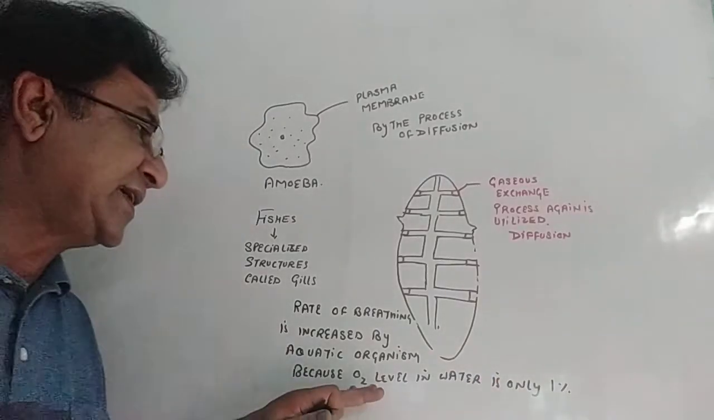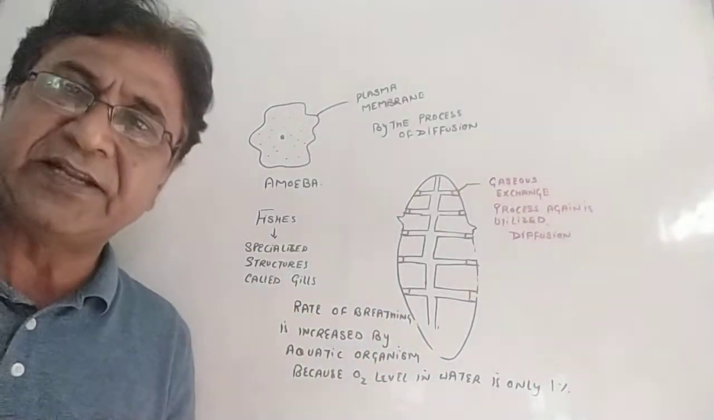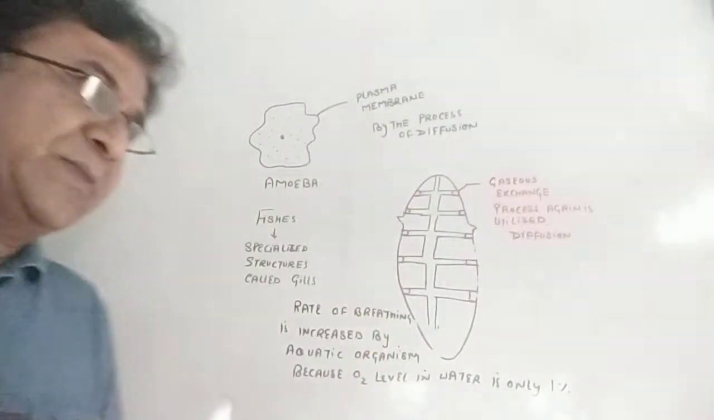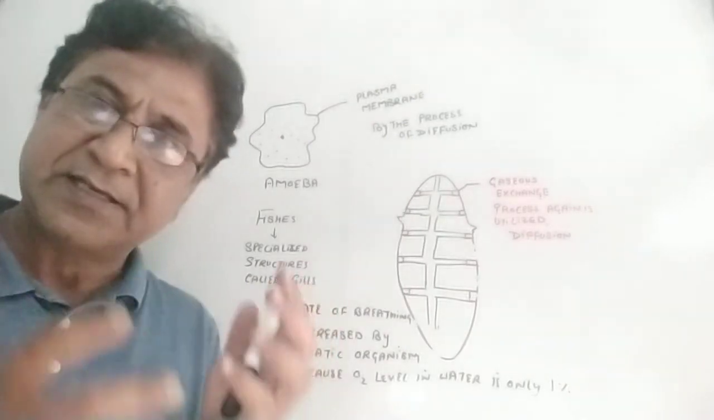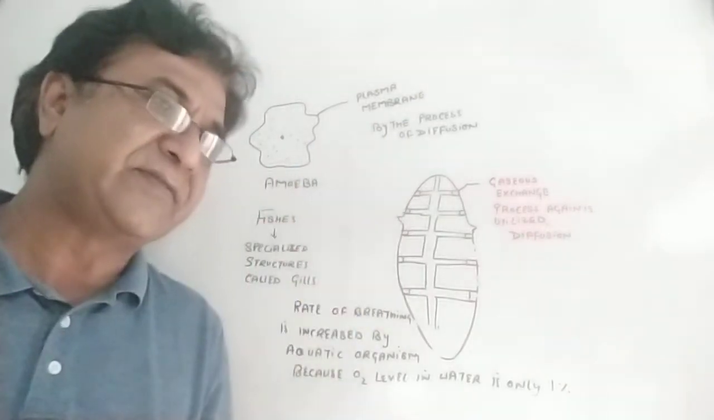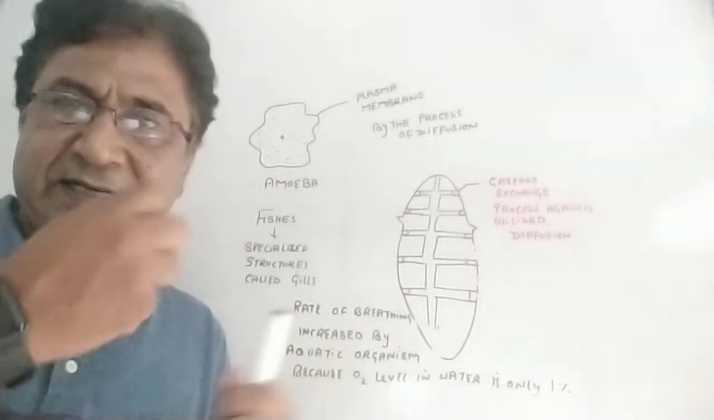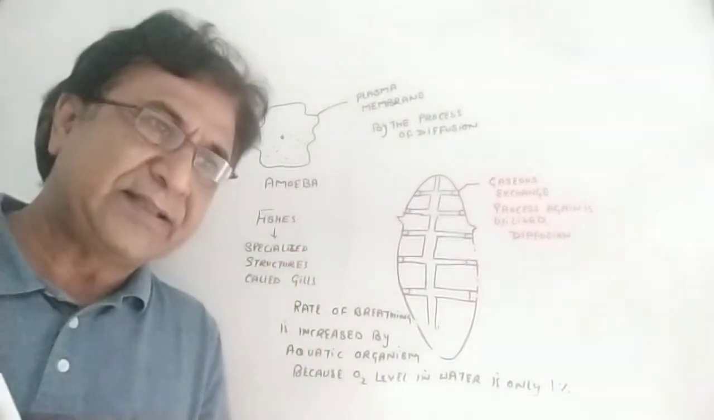So to compensate that, the rate of breathing is increased in the aquatic organism. Remember that. You must have seen people who are living in the hill areas always have a reddish kind of face. Why? It is simply because their number of RBCs are increased.